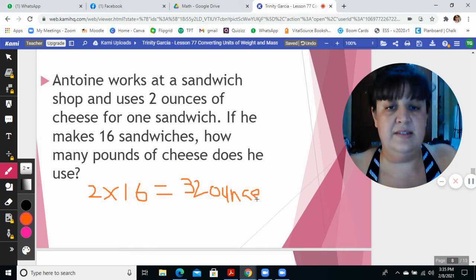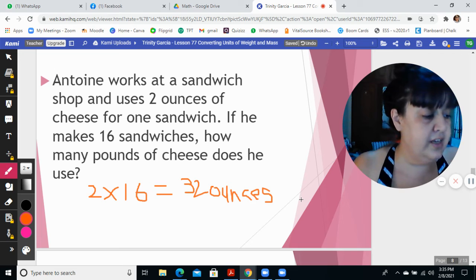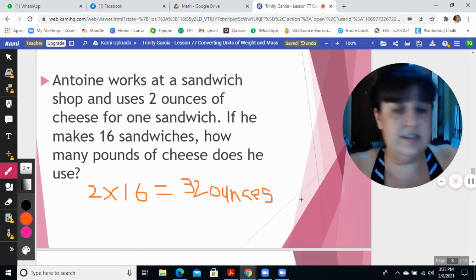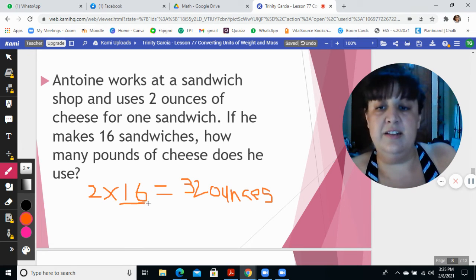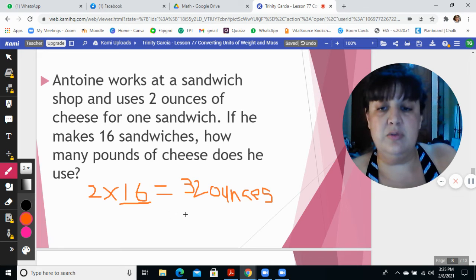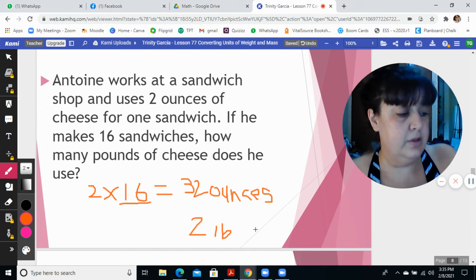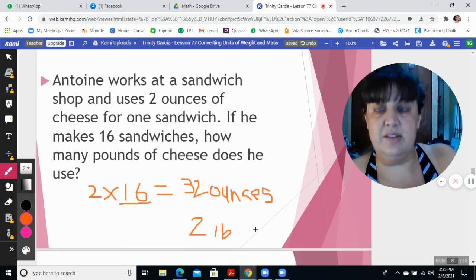32 ounces of cheese. And then it says how many pounds does he use. So then you need to convert it and say that 16 ounces is the same as 1 pound. And 32 ounces is times 2. So then we know that he used 2 pounds. And remember the symbol for pounds is LB. 2 pounds of cheese for the 16 sandwiches. Now it sounds like a lot of cheese.